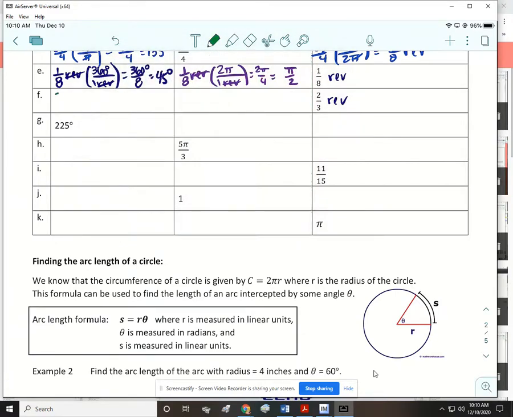And then F, we have 2/3 of a revolution. We want to change to degrees, so revolutions go in the denominator, 360 degrees goes in the numerator. When we multiply across the numerator, we get 720 divided by 3. That's going to give you 240 degrees.